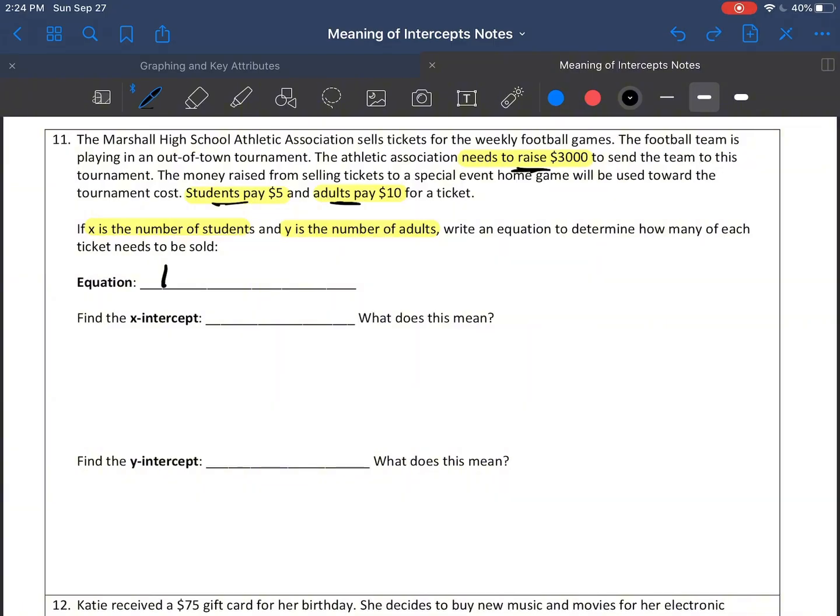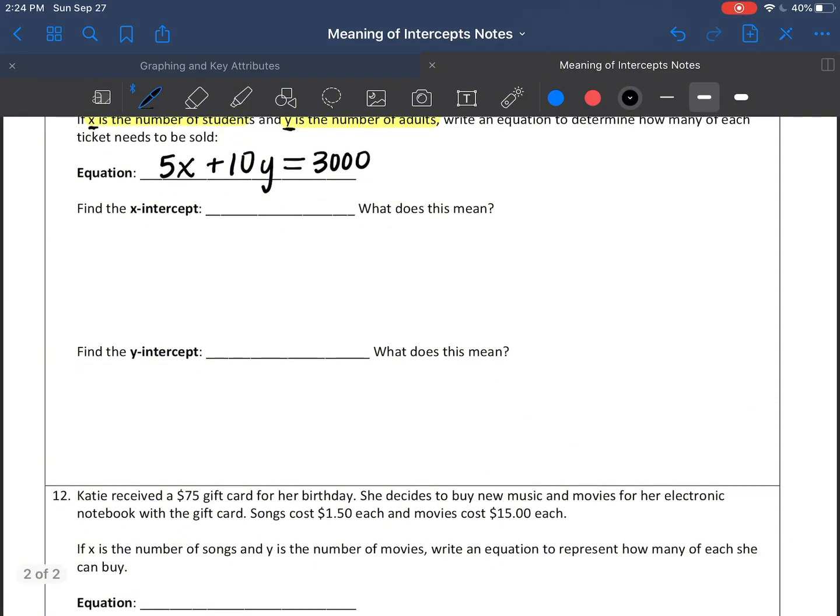And so the equation for this would be not 10. If x is the number of students, $5 times the number of students plus $10 times the number of adults needs to equal our total of $3,000. So anytime you're given a total and then two rates, and those are your variables, that's how you know you're dealing with standard form.